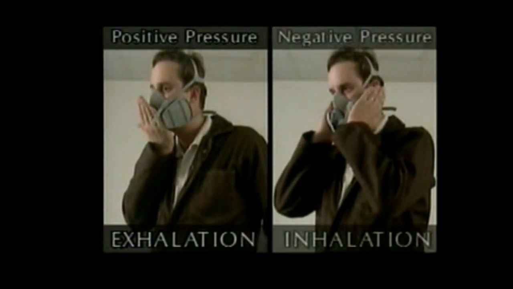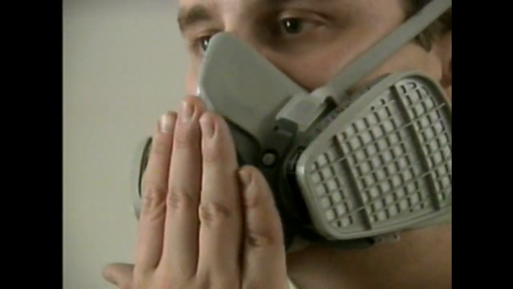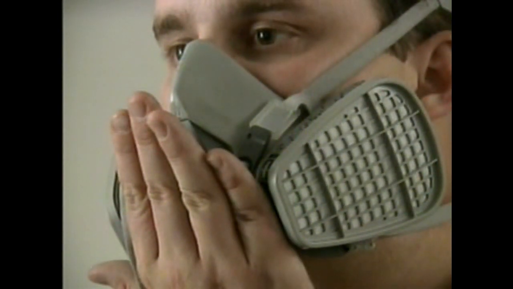Fit testing includes performing two checks. One is a positive pressure or exhalation check, and the other is a negative pressure or inhalation check. Let's look at a positive pressure check first. To begin the positive pressure check, you need to block off the air outlet for the respirator. Exactly how this is done varies depending on the type of respirator that's being used. For this respirator, the air outlet can be sealed off with your hand.